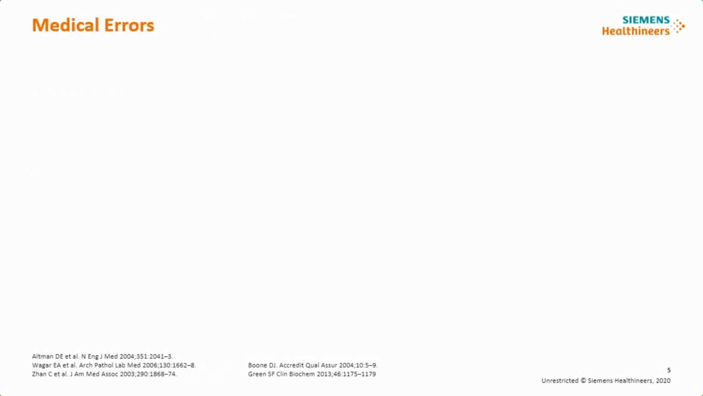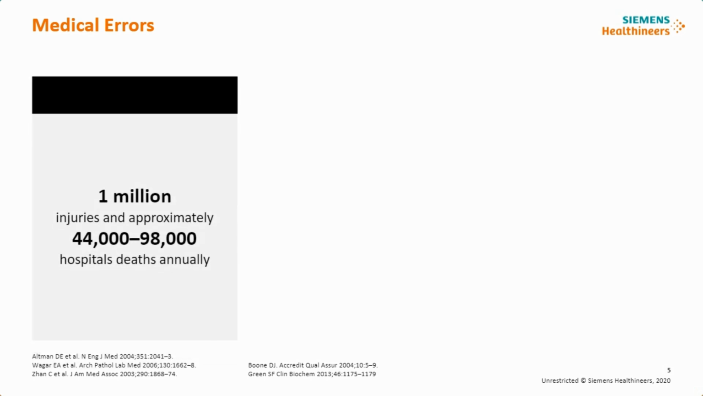When we look at pre-analytical variables, they're commonly lumped into what are referred to as medical errors. An interesting statistic is that about 1 million injuries and approximately 44 to 98,000 hospital deaths occur annually as a result of these medical errors. And of course, when I created this presentation, that number could not be higher.